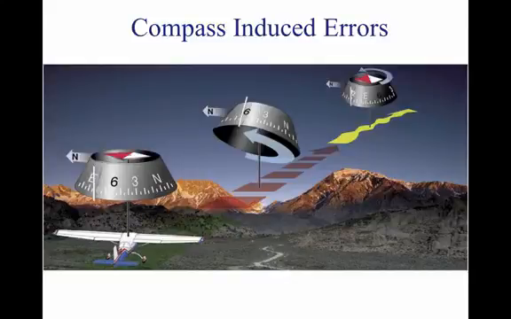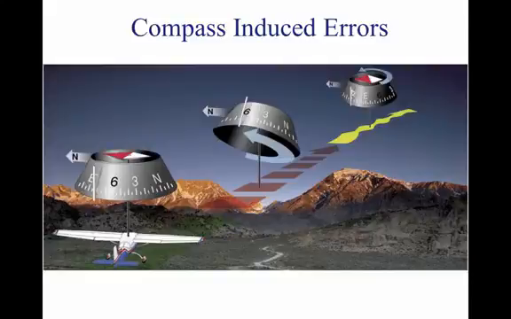If the aircraft accelerates on a heading of east, the inertia of the weight holds its end of the float back and the card rotates toward north. As soon as the speed of the aircraft stabilizes, the card swings back to its east indication. If, while flying on this easterly heading, the aircraft decelerates, the inertia causes the weight to move ahead and the card rotates towards south until the speed again stabilizes.